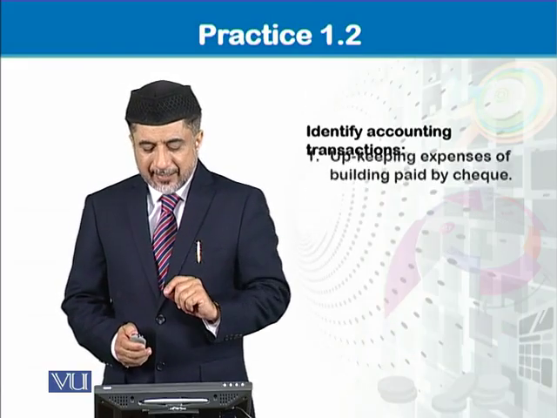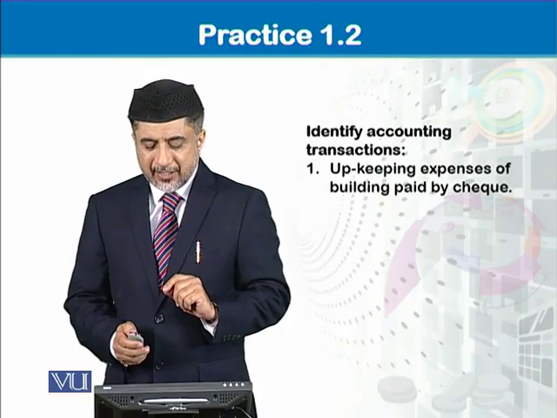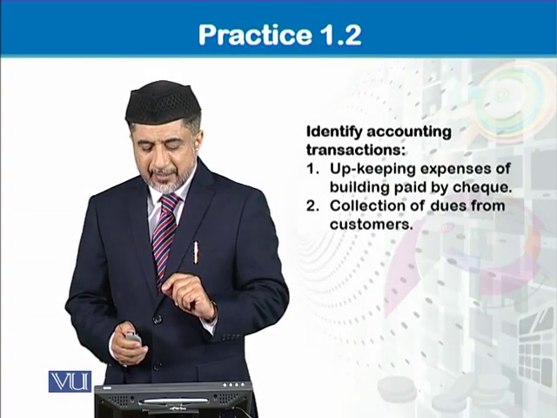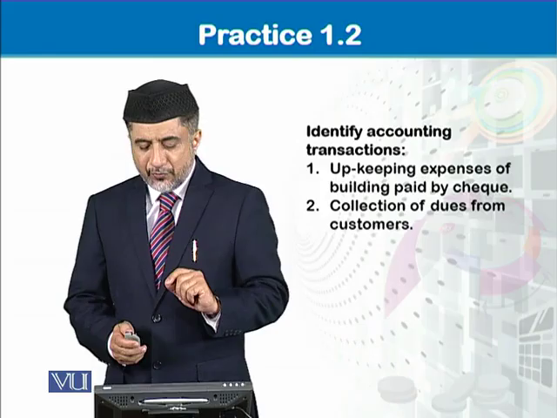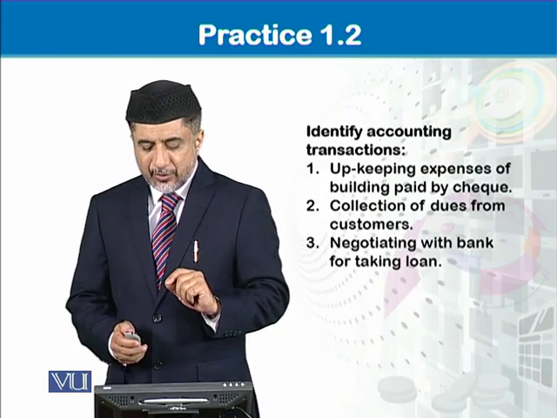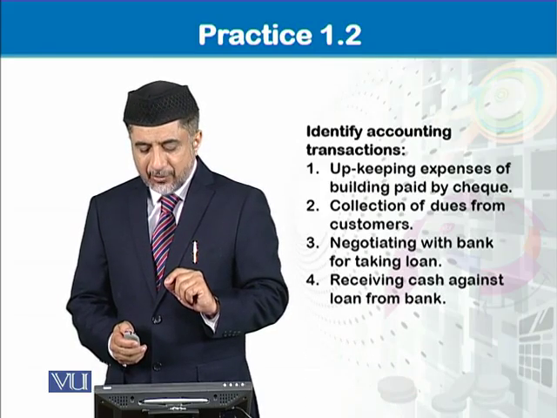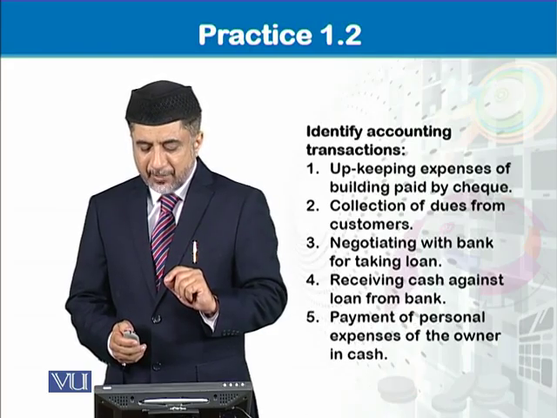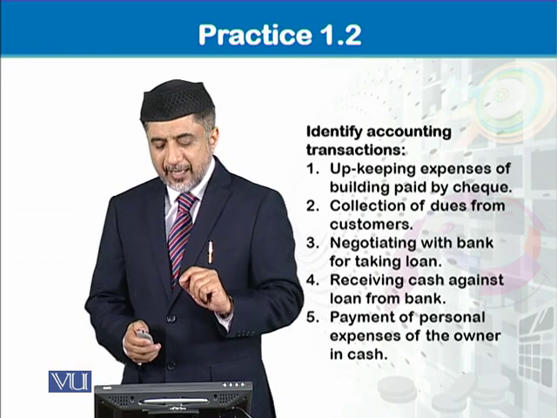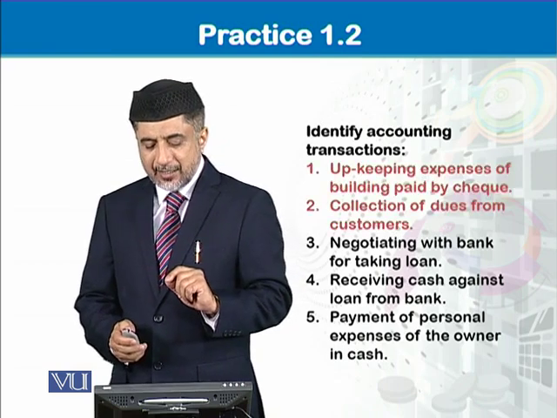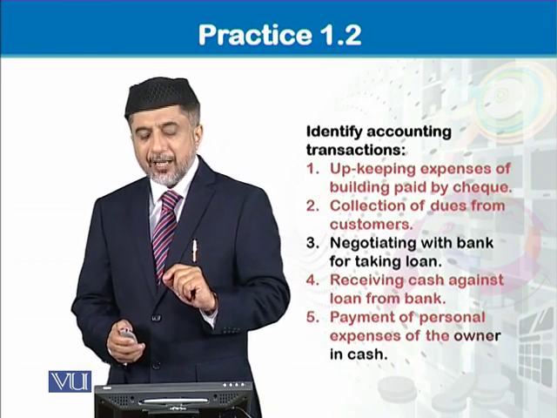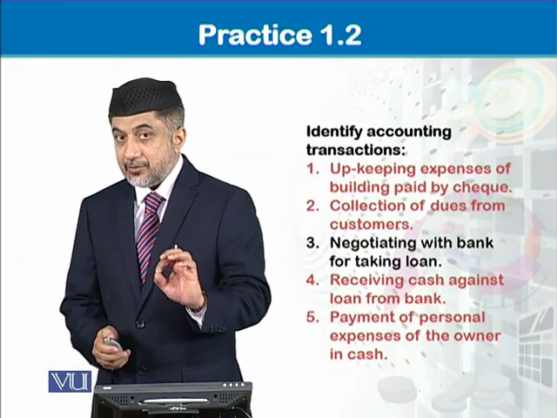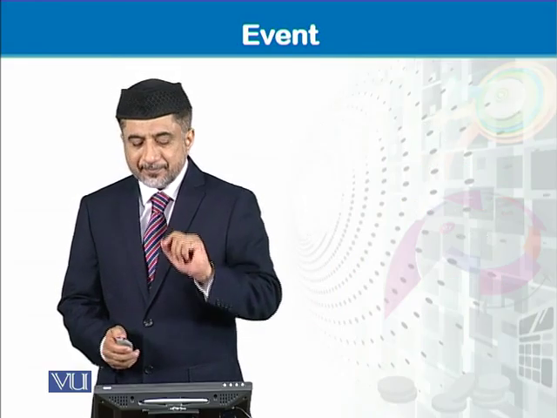Let's have another practice. Identify accounting transactions: upkeeping expenses of building, collection of dues from customers, negotiating with a bank for taking a loan, receiving cash against a loan from the bank, payment of personal expenses of the owner in cash. Here, number 1, number 2, number 4, and number 5 are accounting transactions.